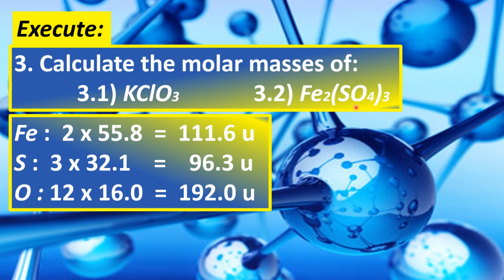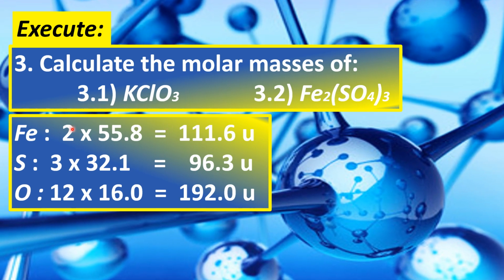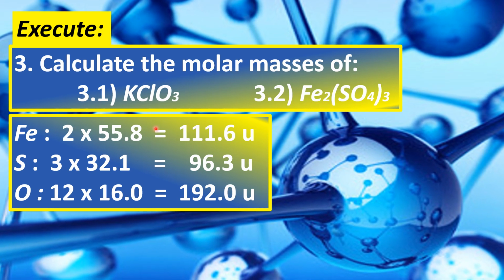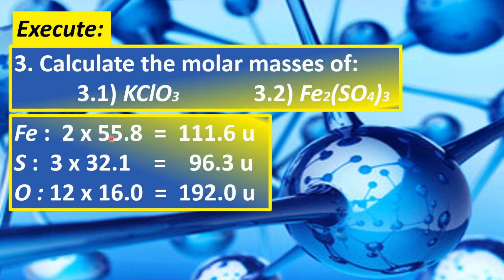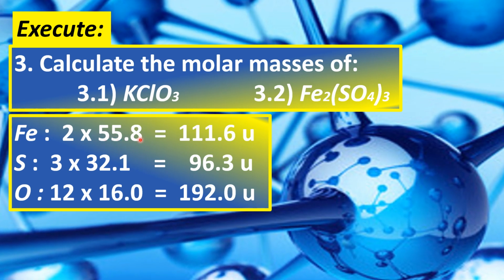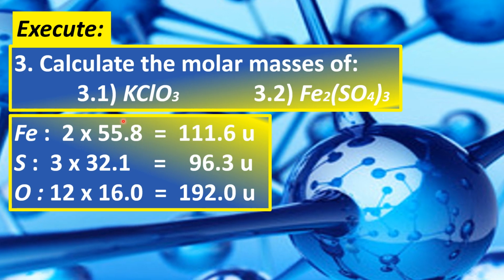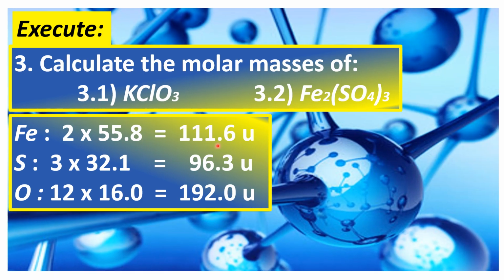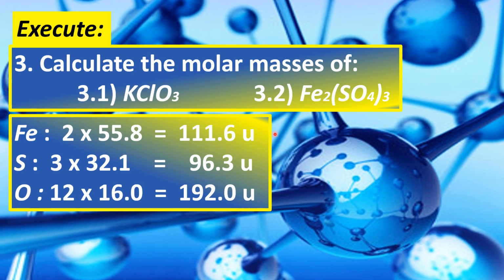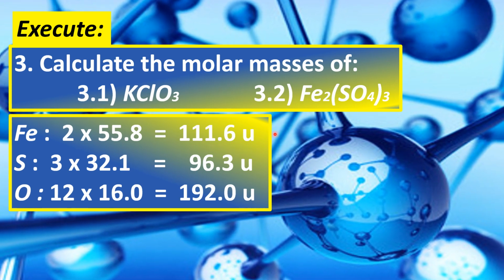Checking the chemical formula, we see that there are 2 iron atoms, Fe subscript 2. Each iron atom has an atomic mass of 55.8 U. So times 2, it gives us 111.6 U, which is the atomic mass of the 2 iron atoms.